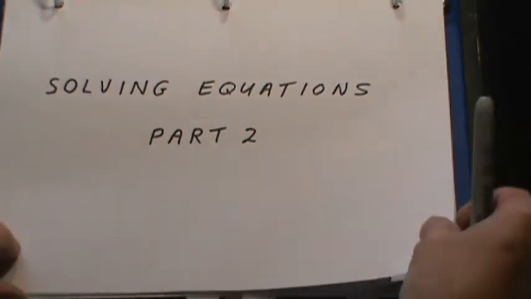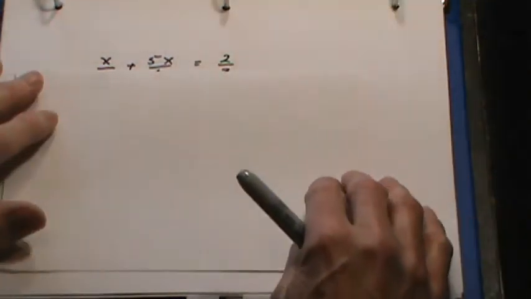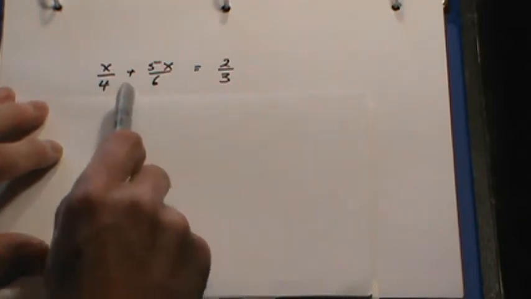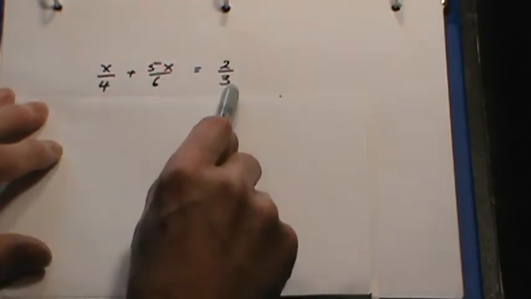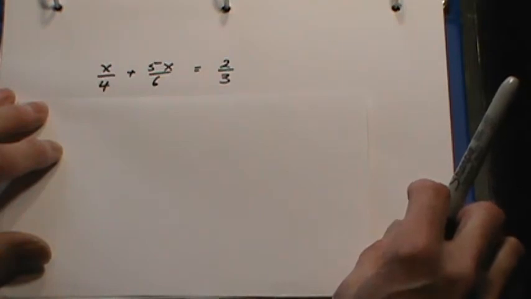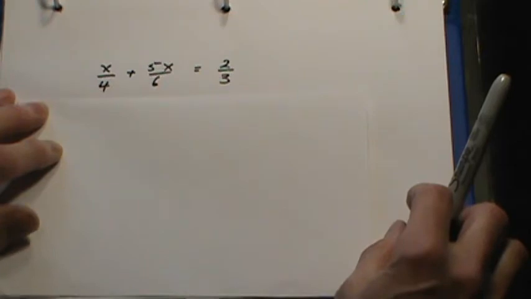This is the second video on solving equations. These are a little bit harder than the ones that we looked at in the first one. We've got fractions here. We've got a common denominator of 12, which would eliminate all of these fractions. I always find it easiest with equations if I get rid of the fractions right at the beginning.